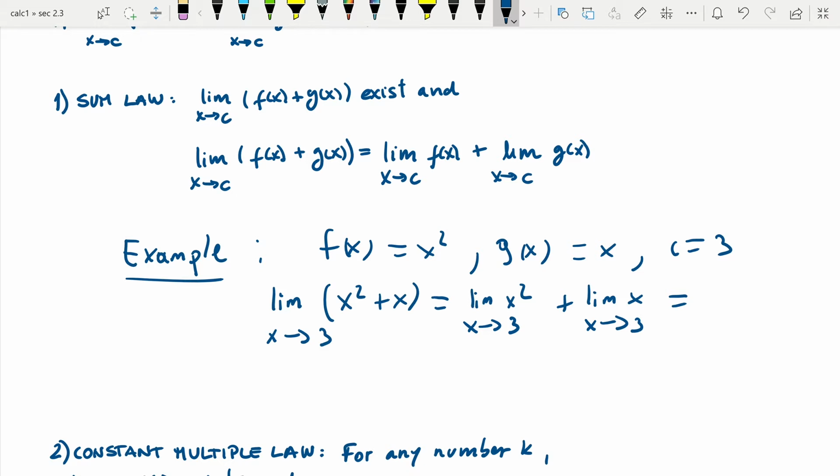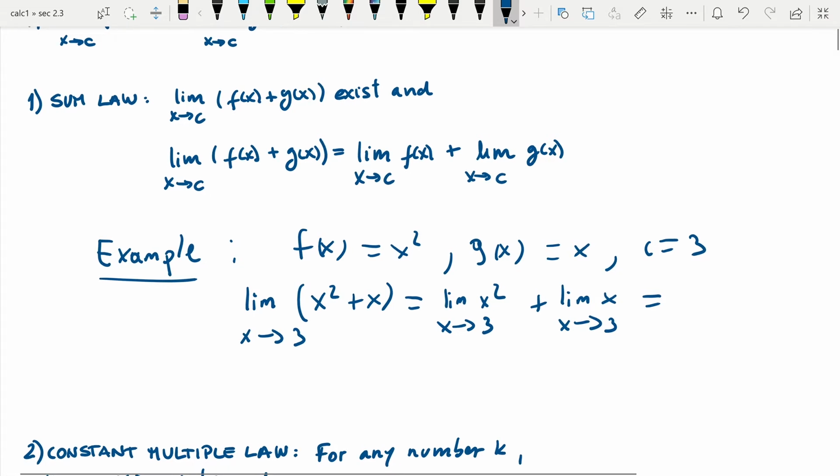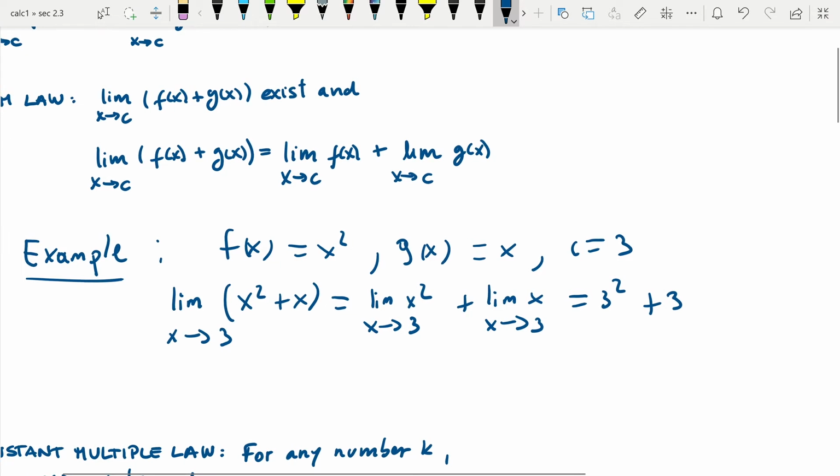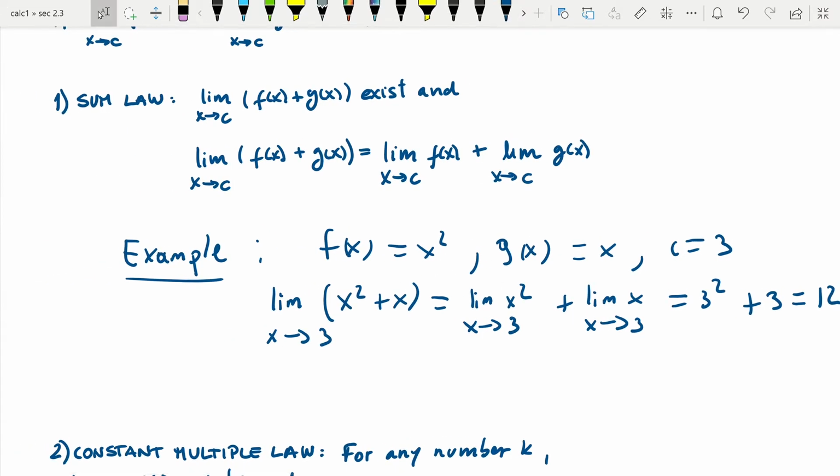But as x approaches 3, x squared approaches 3 squared, which is 9, and x approaches 3. We already know that by the fact that we're letting x go to 3 here. And then this together becomes 12. Okay, so that's the sum law.